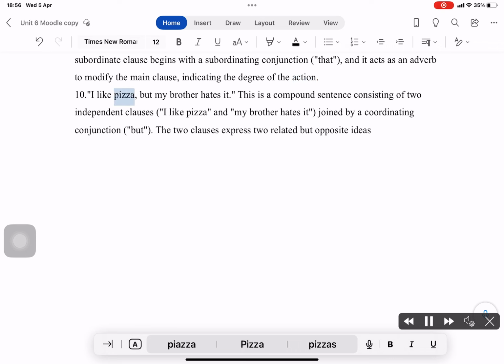I like pizza, but my brother hates it. This is a compound sentence consisting of two independent clauses, I like pizza and my brother hates it, joined by a coordinating conjunction, but. The two clauses express two related but opposite ideas.